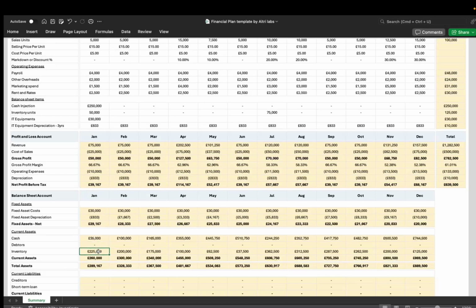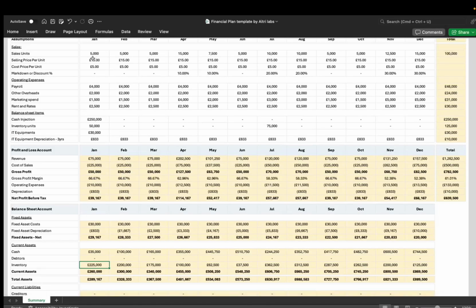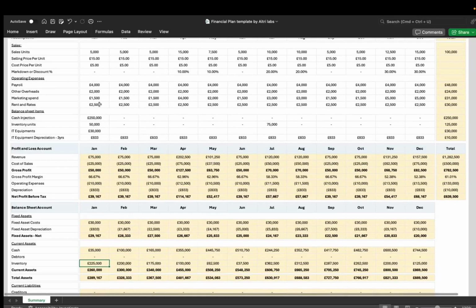Next is inventory. So I started the year with inventory of 50,000 units times £5. That's £250,000 worth of inventory. Remember, in January, I sold 5,000. So that's 25,000 worth of inventory that I've sold. That comes out, so the balance at the end of January is the difference between what I started with and what I sold, which is that figure. And it's the same thing every single month till I get to the end of the year. And then I have my total assets, which is the sum of my fixed assets and my current assets.